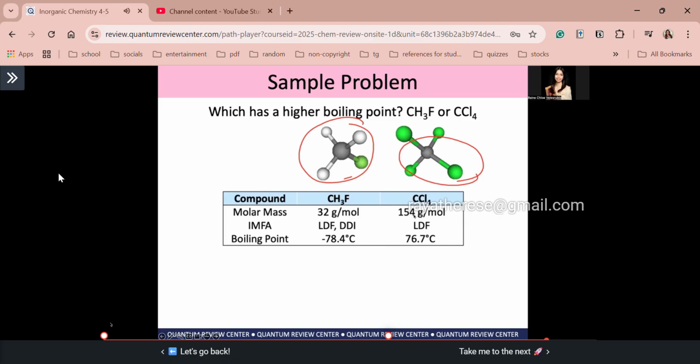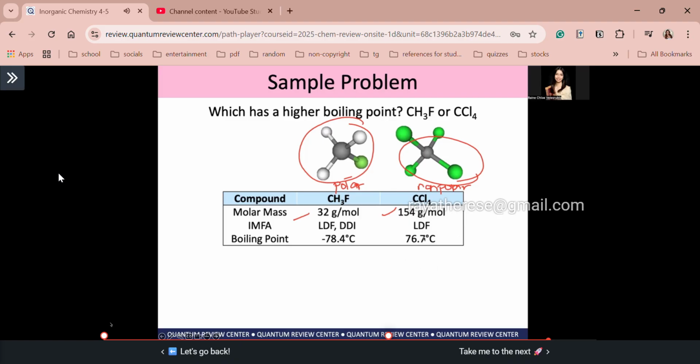Okay? But let's compare using the table we showed earlier. In terms of molar mass, methyl fluoride is 32 grams per mole, and carbon tetrachloride is 154 grams per mole. Again, methyl fluoride is polar, carbon tetrachloride is non-polar. Do they have a large or small difference in molar mass? Yes, they have a very large difference in molar mass, guys. Specifically, carbon tetrachloride has the greater molar mass.